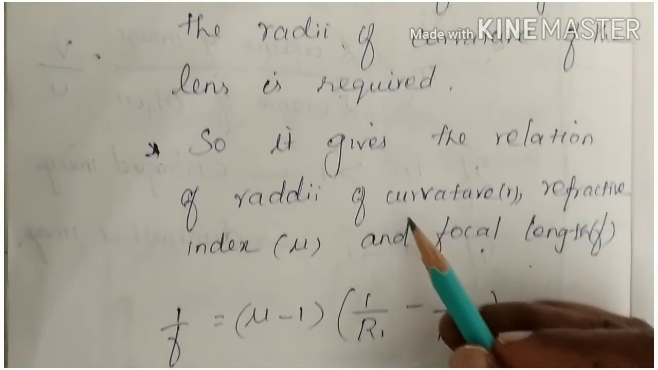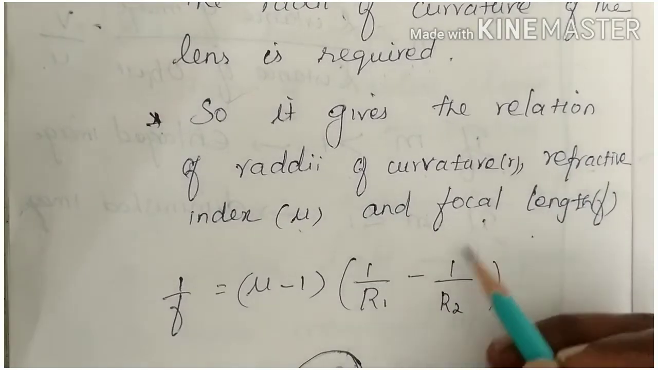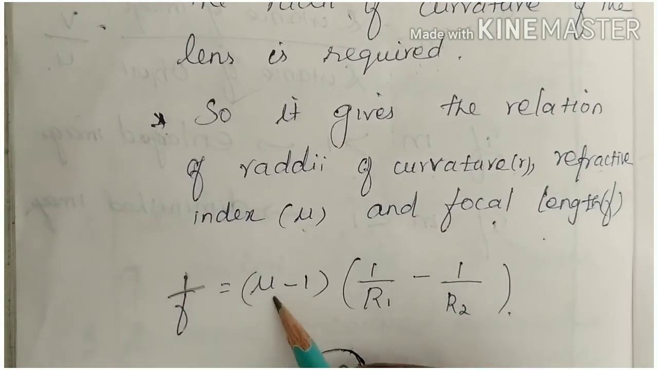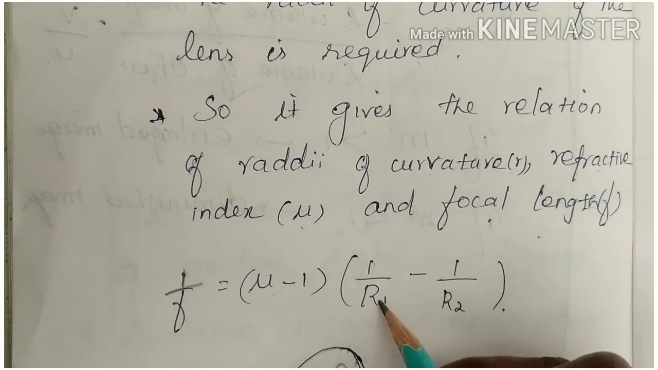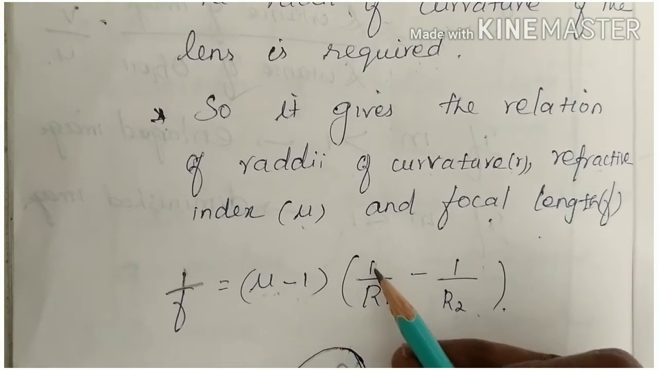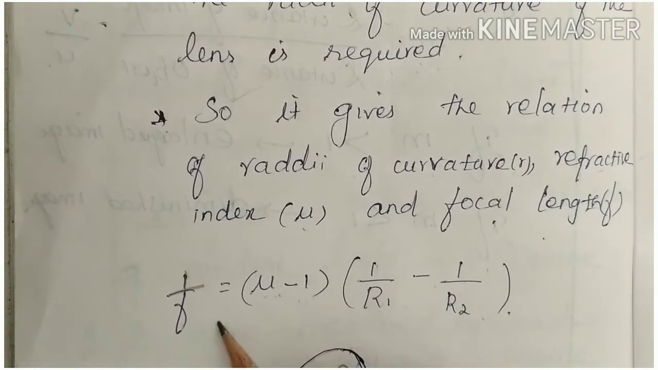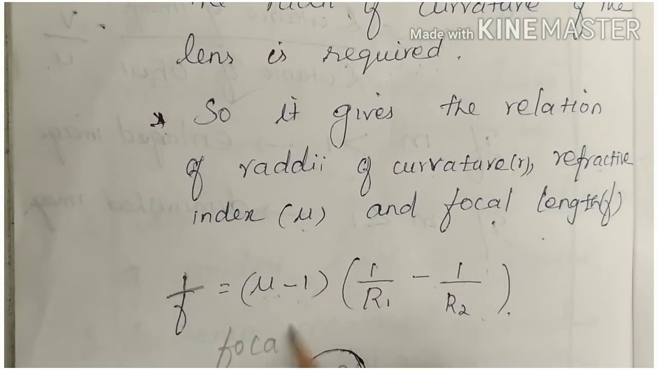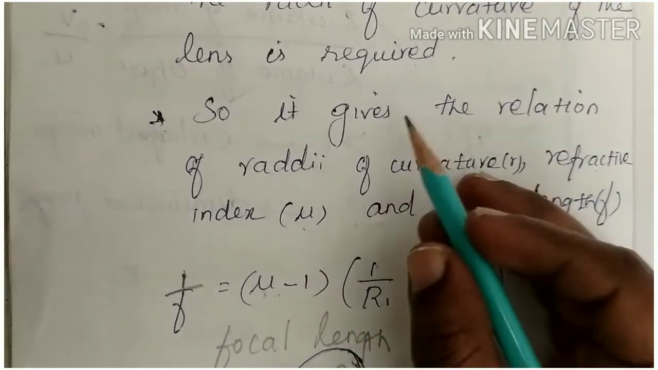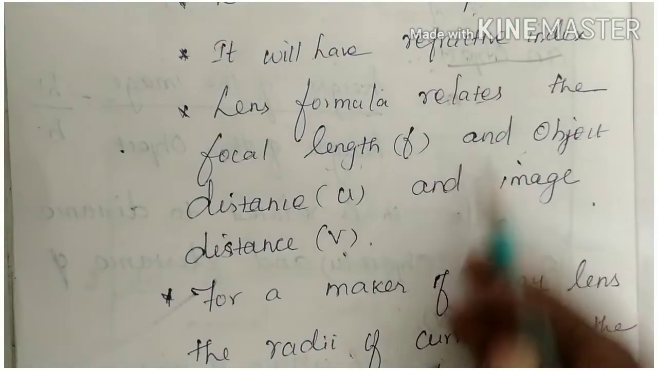It gives the relation between the radius of curvature r, the refractive index mu and the focal length. The lens maker's formula is written as 1 by f is equal to (mu minus 1) into (1 by r1 minus 1 by r2). Here, as you all know, f denotes the focal length and mu denotes the refractive index.